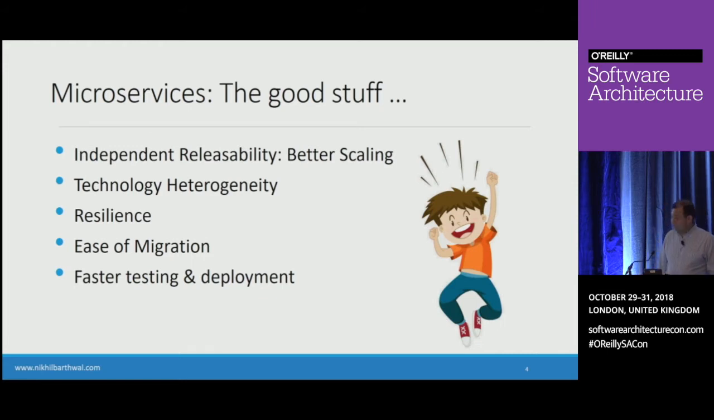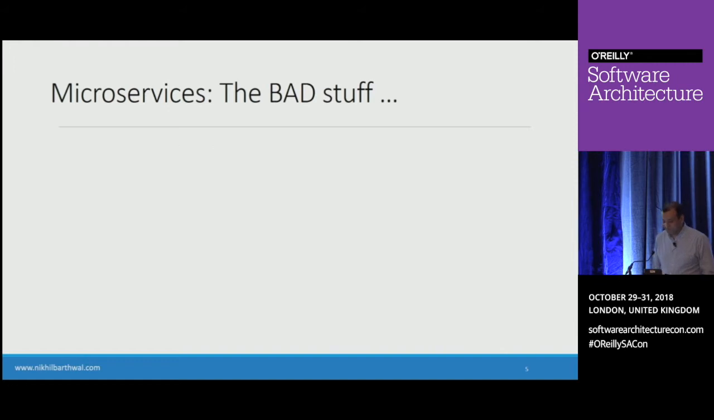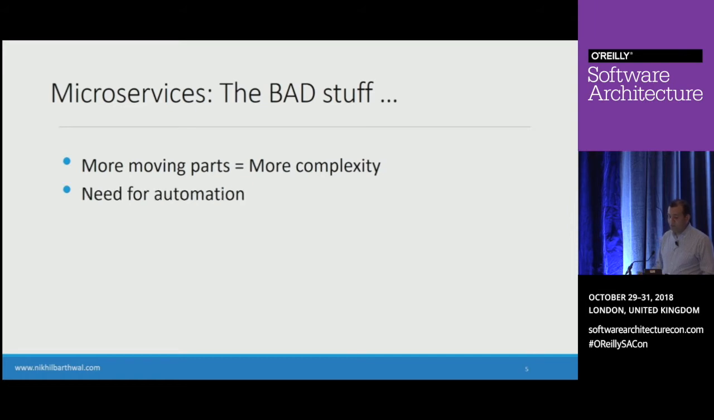But with good stuff comes the bad stuff, right? So what's the bad stuff? Well, we now have more moving parts in the system. And we know more moving parts means more complexity, right? There's a need for automation. We talk about DevOps, we talk about automated testing. In a monolith, you can somehow manage things in a more manual manner. When you have 7,000 services, you need a great deal of automation.